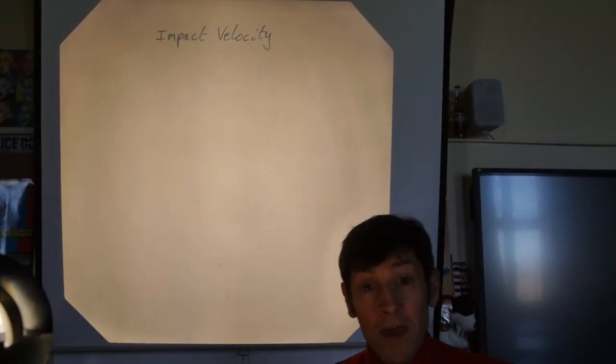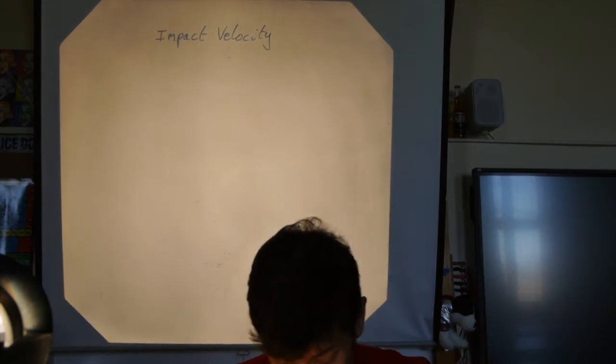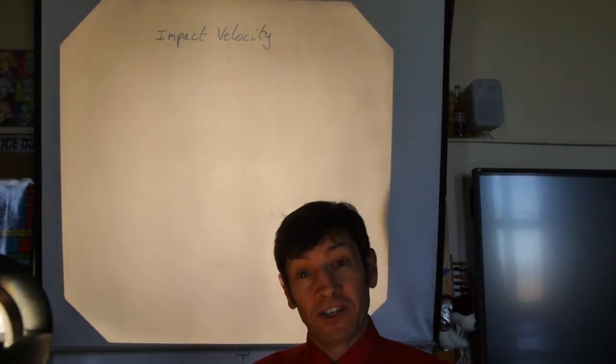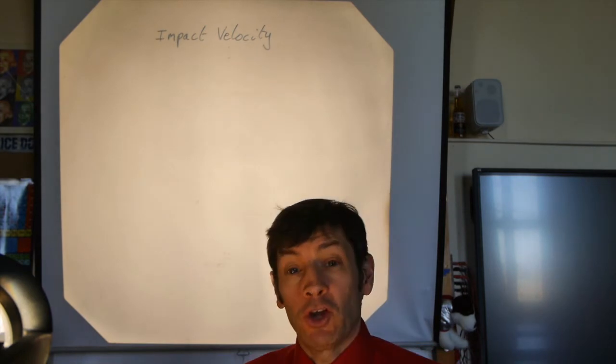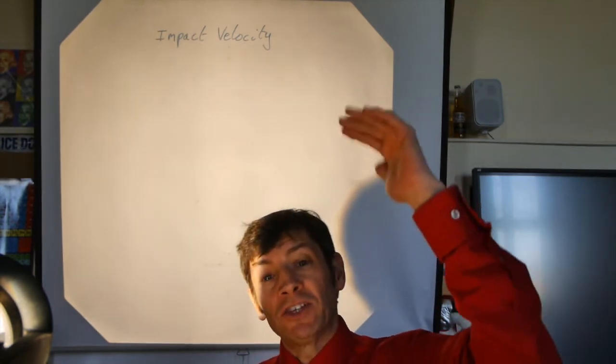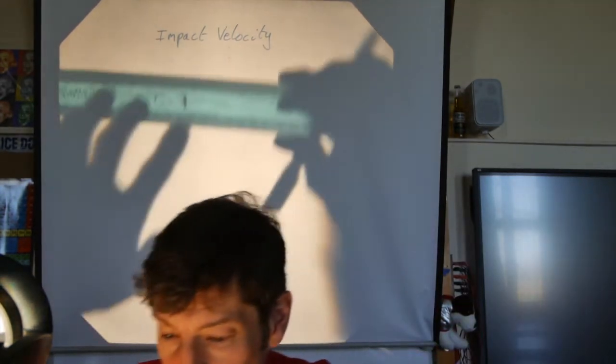So let's go up to the board and see if we can work out how fast something that's dropped will hit a surface. Its impact velocity. Okay, so this is going to get a bit tricky now. We're going to look at impact velocity. So what we're going to do is we're going to put the equations for gravitational potential energy and kinetic energy together.